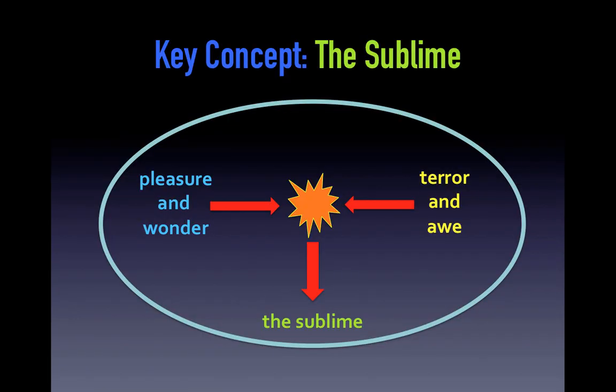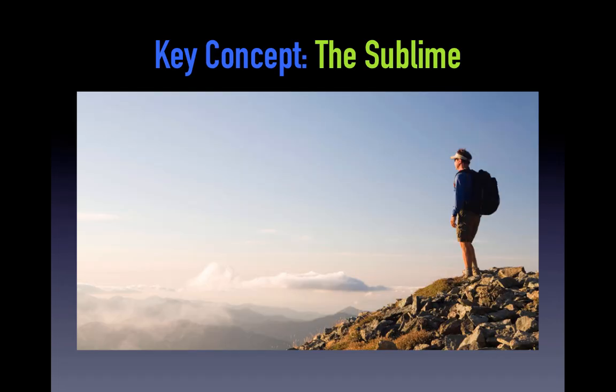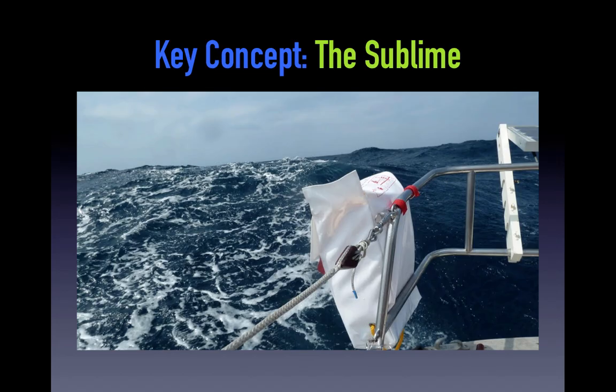The sublime is the synthesis of two contradictory emotional states: pleasure and wonder on the one hand, and terror and awe on the other. Anyone who has ever stood at the edge of the Grand Canyon will know what the sublime feels like. If you've ever stood atop a mountain, or in a desert valley to watch the sun rise, or sailed on a boat in the open sea, you may know the feeling too.